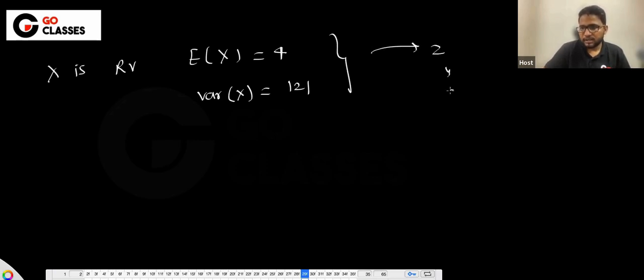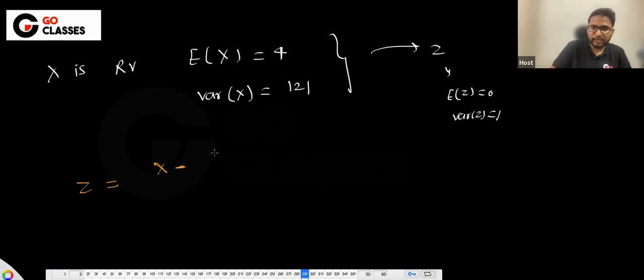Suppose, for example, x is a random variable with expectation of x equal to, let's suppose, 4 and the variance of x equal to, let's suppose, 121. Then can you convert that to a z? Which means a random variable which has expectation 0 and, generally, the variance of z is 1. Can you define a new random variable z in terms of x such that expectation and variance are like this? What will you say? This is x minus its mean. What is the mean? 4 upon its variance. Is this correct?